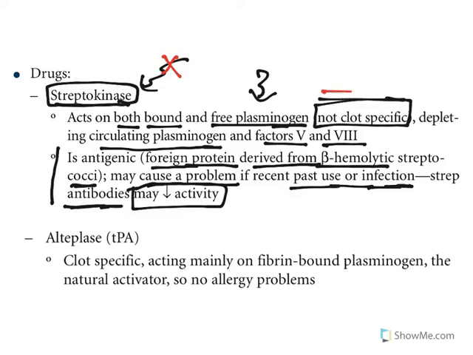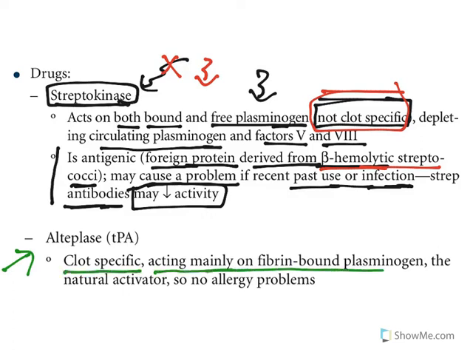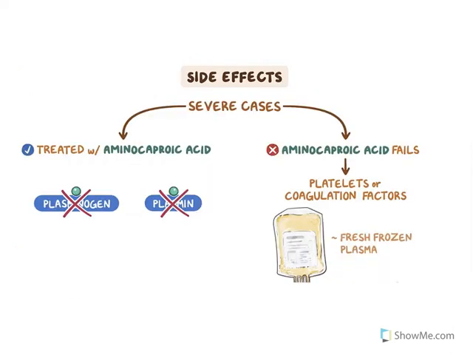So the important thing is it is not clot specific. It may cause allergic reactions because it is of bacterial origin. If it is used a second time, the activity may decrease because the body will produce antibodies against streptokinase when it is used for the first time. Now the other class, Alteplase, Reteplase and so on, are clot specific. They act mainly on fibrin-bound plasminogen. They are natural activators, so no allergic problems are found. These are the two major classes of agents which act as thrombolytics or fibrinolytics.